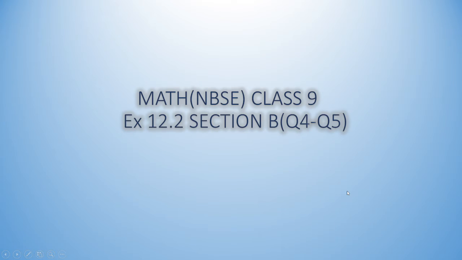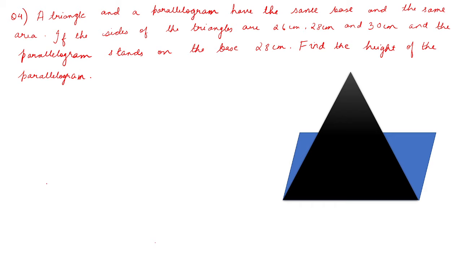Okay, so we'll start with exercise 12.2, section B, questions 4 and 5, clear? So this is the question given. You look at this: a triangle and a parallelogram have the same base. They have the same base, is what you have to pay attention to, and they also have the same area. So read the question carefully, clear? They have the same base and the same area.